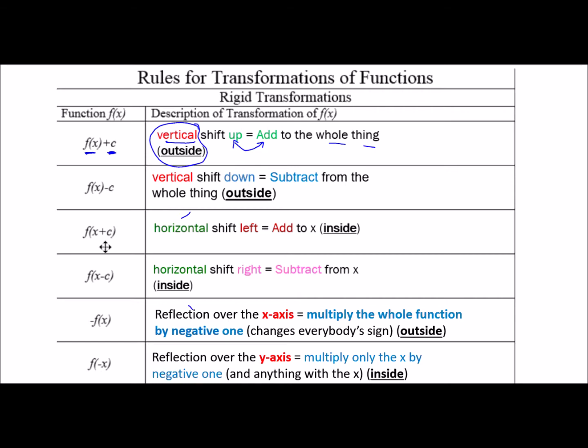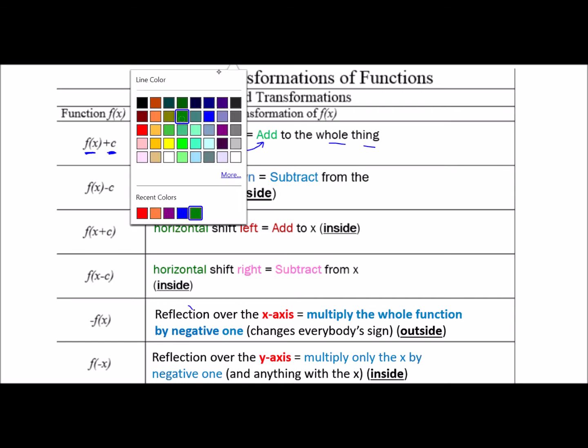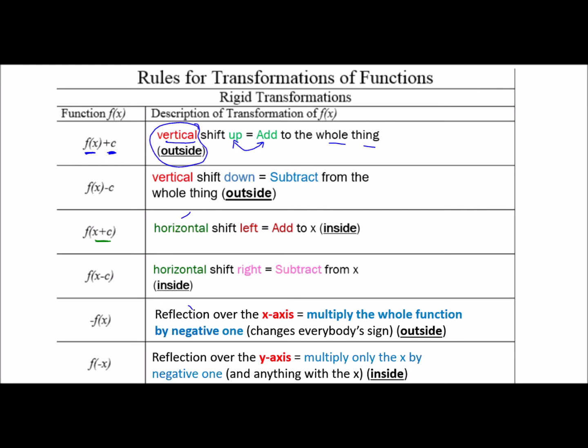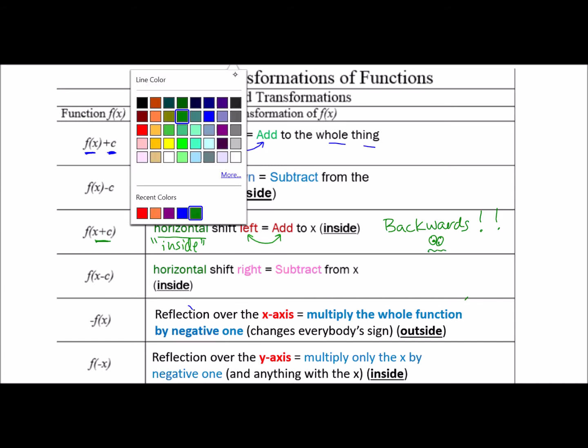Versus down here, look at this one. The plus c is inside the function, right? I actually did it inside the parentheses. That means it's a horizontal, which is inside. And we shifted left, so we added backwards, backwards. Backwards, always.